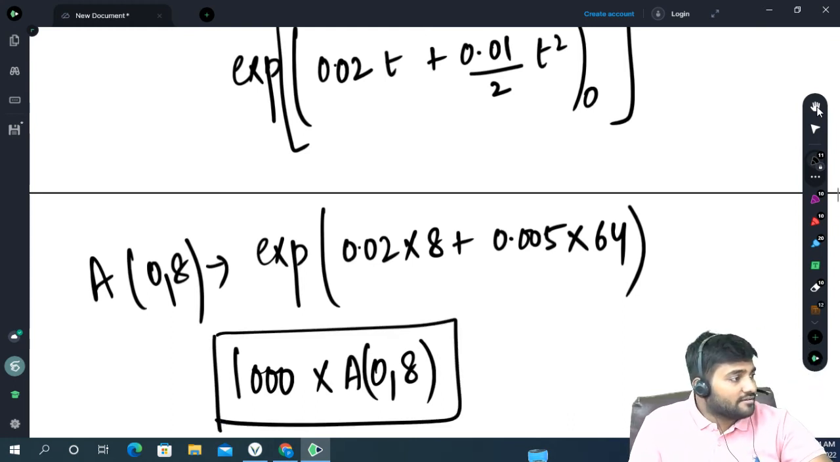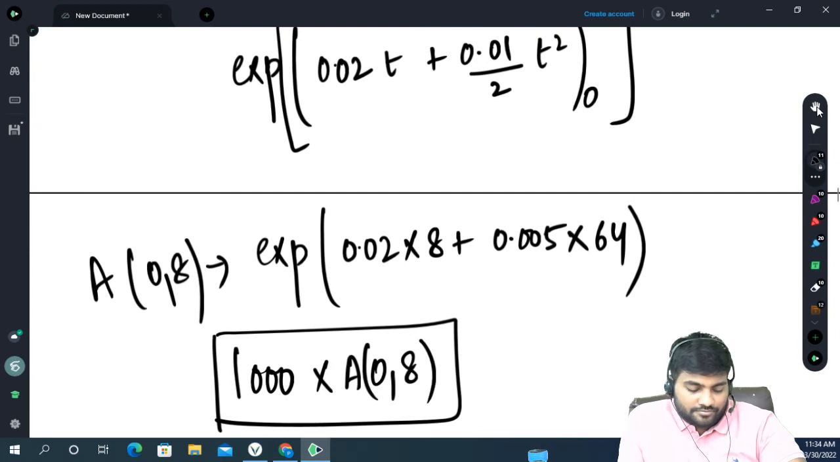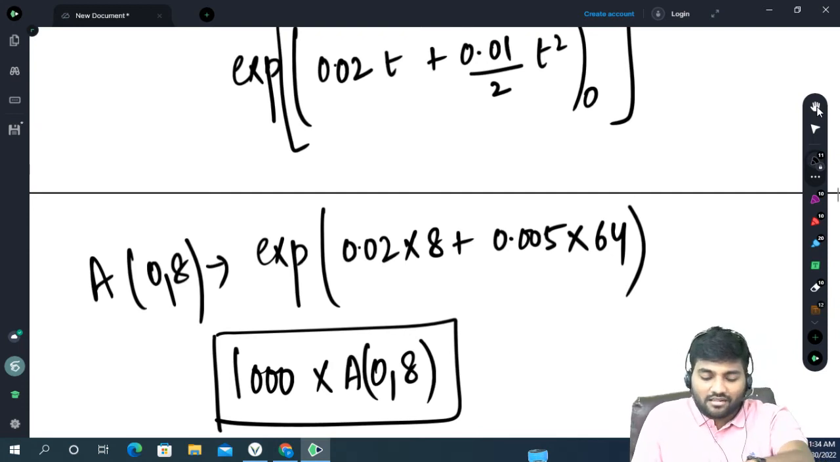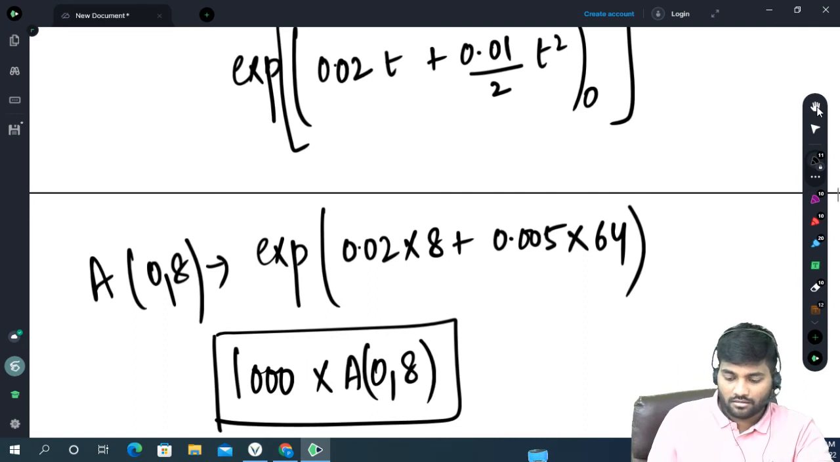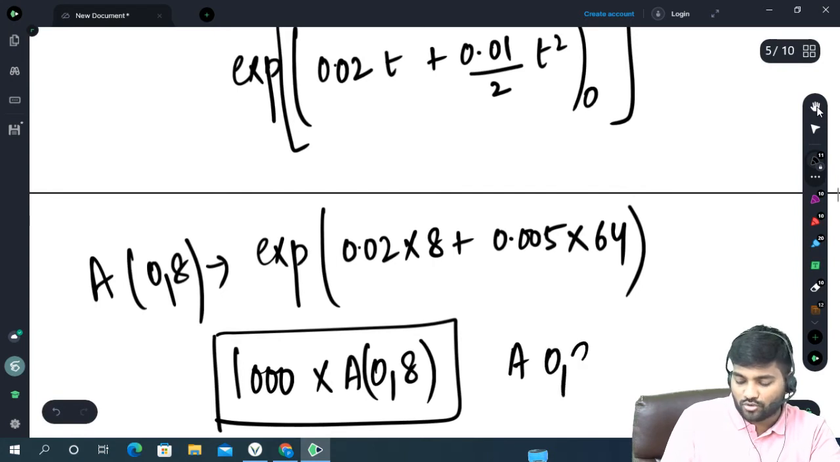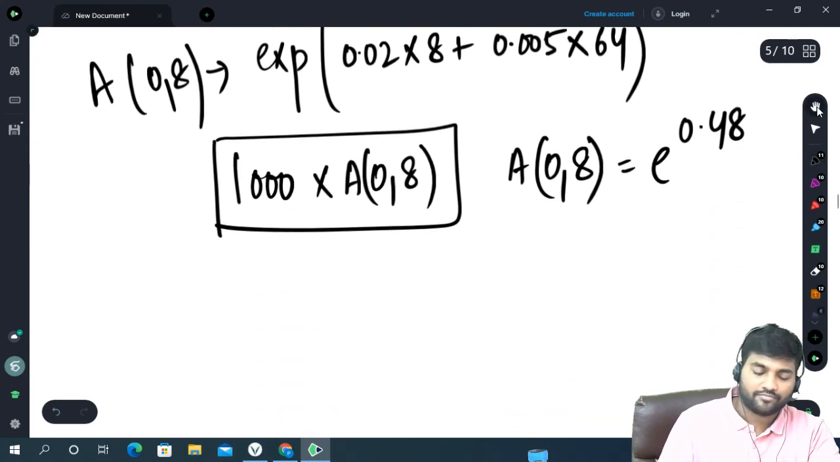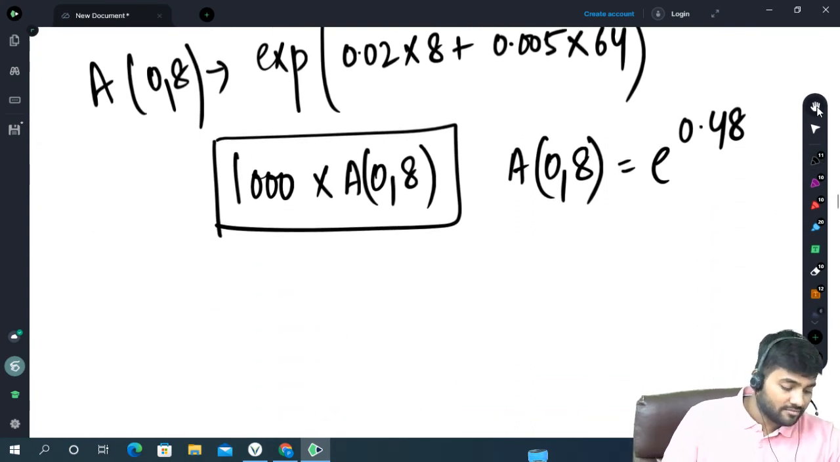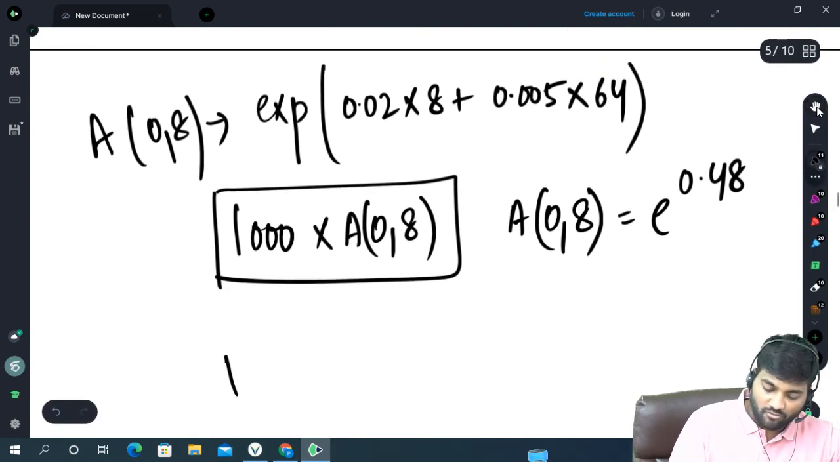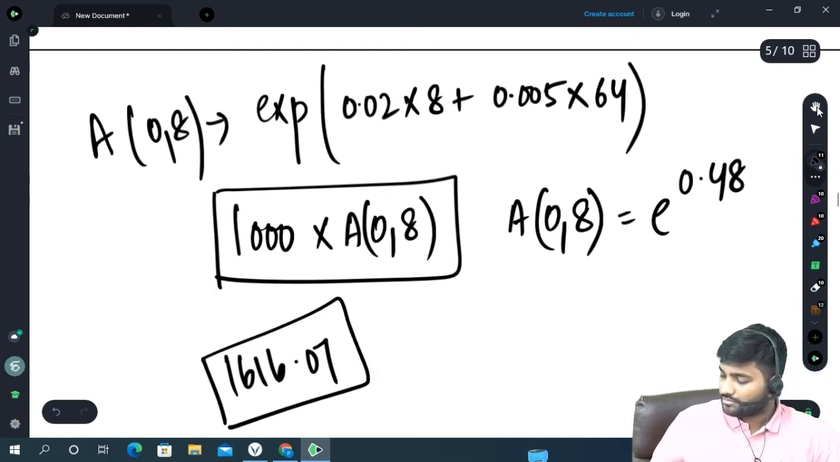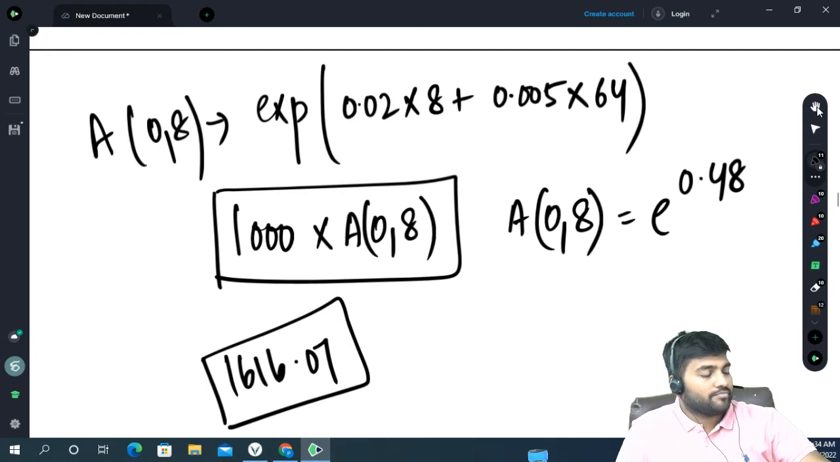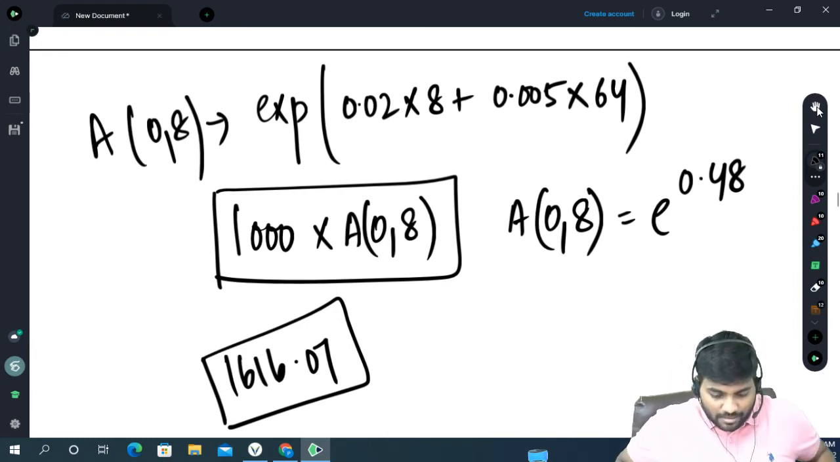Okay, are you all getting it? So what is the final thing that is coming to e power? 0.48. So basically a 0 to 8 is e power 0.48, right? What is the final answer that we are getting? 1616, if I'm not wrong, 1616.07. Please complete this sum, I'll be right back.